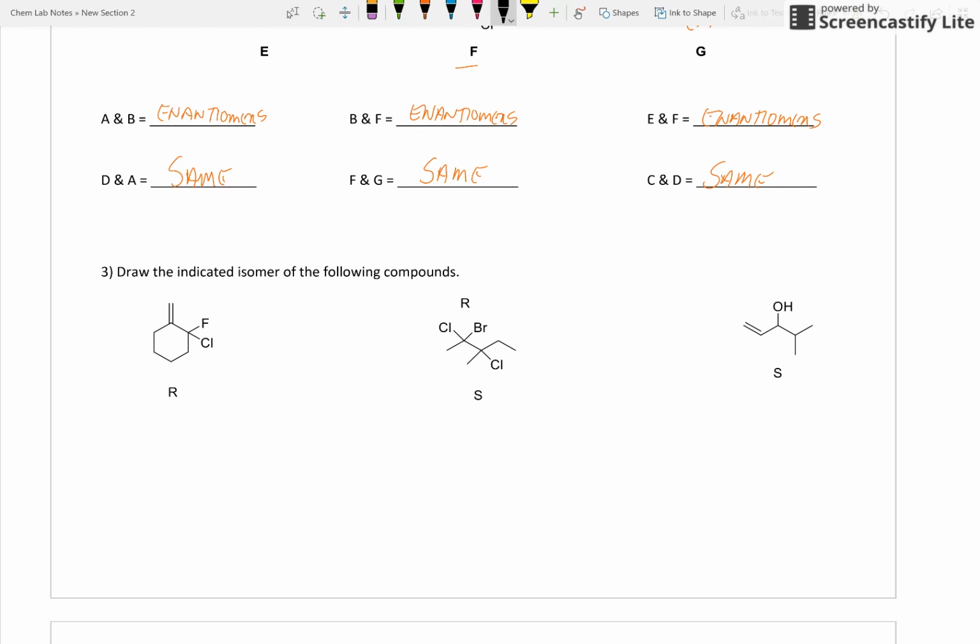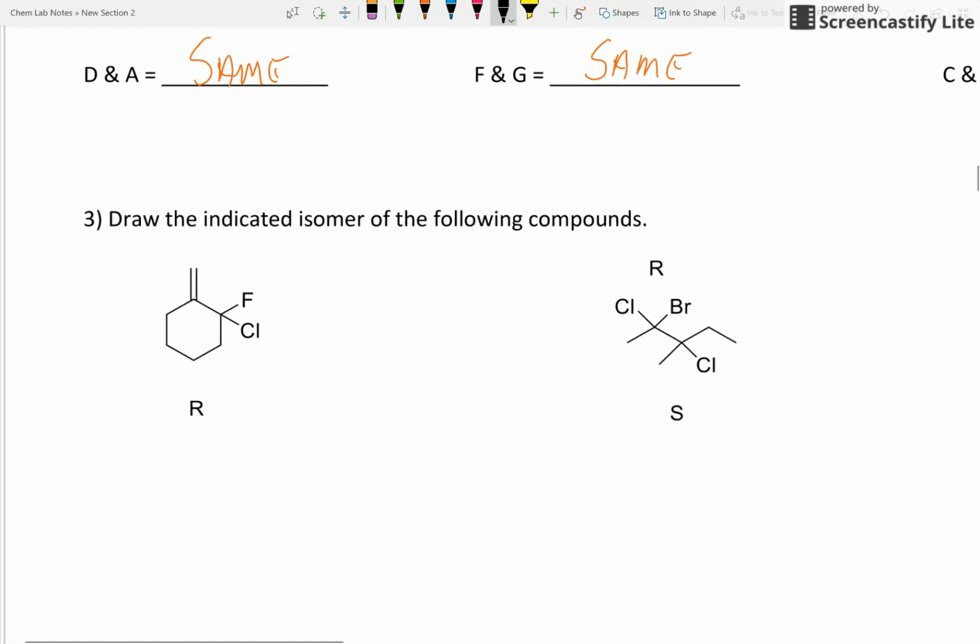All right, more of the same. And so now we gotta draw the R isomer of these compounds. Well, not of these compounds, I mean of this first compound here, right? So there's our chiral center. We've got to draw the R version of this. Remember, you've got to explicitly show R versus S, right? You've got to put the wedge and the dashes in the correct place.